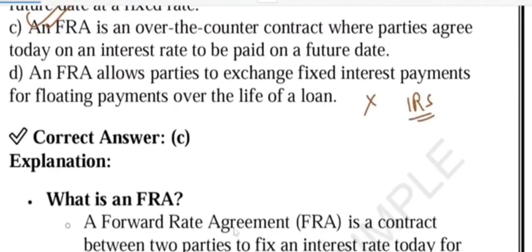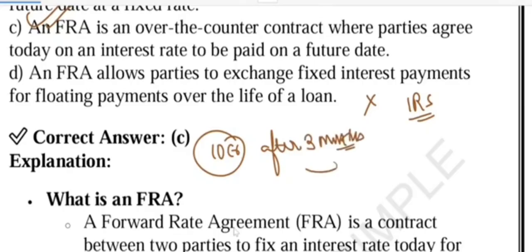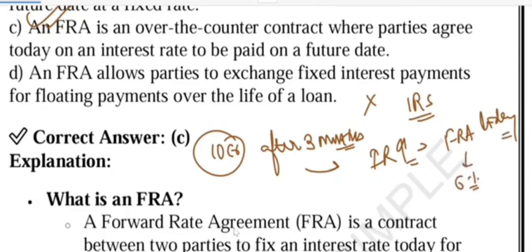Let me give you a real world example. Imagine you are a company that needs to borrow 10 crore rupees after 3 months. You are worried that the interest rate might go up by then. So to protect yourself, you enter into an FRA today and fix the rate at 6% for that future borrowing. Now even if the actual market rate becomes 7%, what will happen? The FRA ensures that you effectively pay 6% only, saving your interest cost.